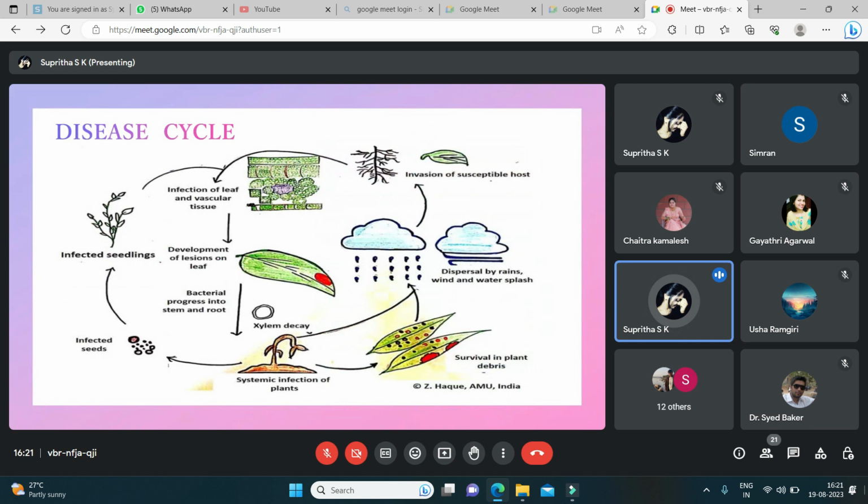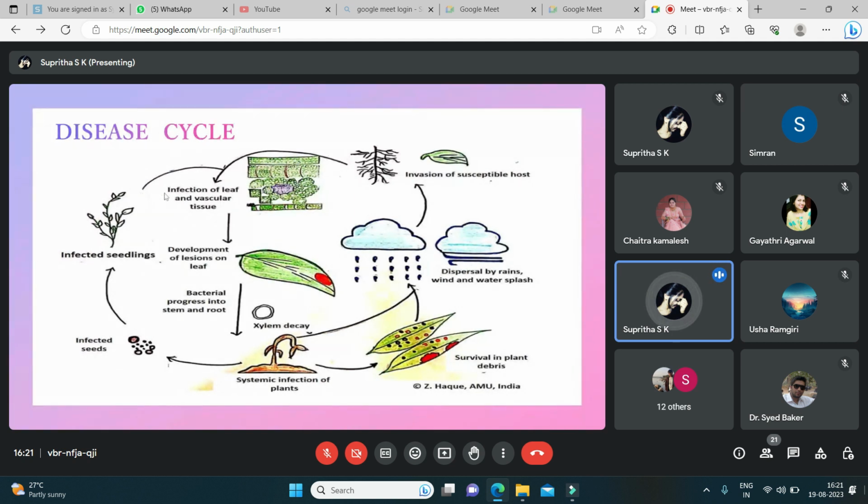So we should know how the disease is caused, the life cycle of this particular disease. To start the disease, the plant should be infected with the particular bacteria. Usually the primary infection starts with infected seeds. Okay, infected seeds, the growth will progress, and it will form infected seedlings. After infected seedlings, the bacteria will enter the vascular tissues of the leaves.